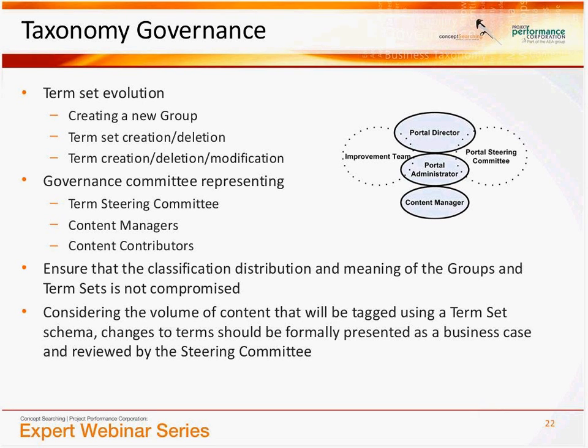You want each of these different term sets and taxonomies to change and evolve gradually as the different areas of the business change as well. So taxonomy governance really just puts in place the processes to monitor that evolution. That means being able to create new term sets, or create, delete, or modify terms, or align synonyms with some of the different terms that you have.